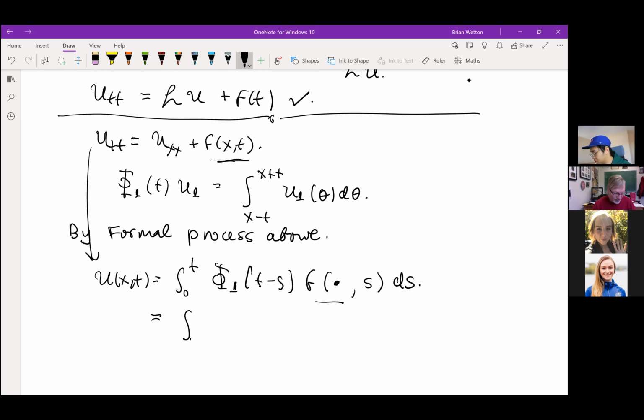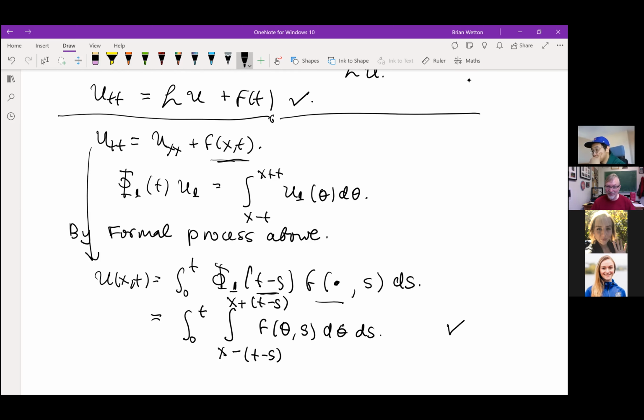And what's the whole function that comes out? It's the integral from x minus, okay, well, I'm not going back all the way here to time 0. I'm just going back t minus s. And I'm integrating then f of theta, s, d theta ds. So this is the story that should come out.